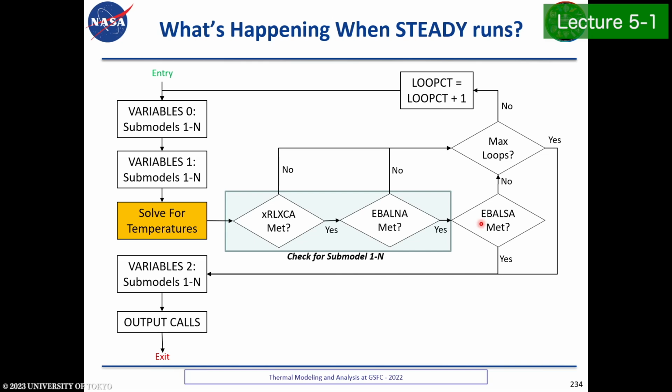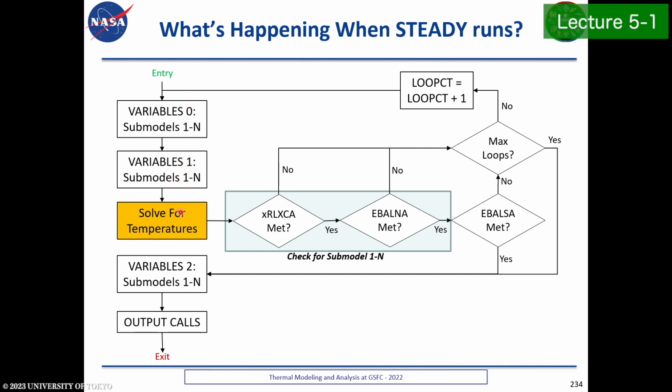If all three of those are met, then you exit out, you've converged, you go to variables 2. If any of these are not met, you didn't meet the diffusion nodes, you didn't meet the energy balance at a nodal level, you didn't meet the system energy balance level, you check to see, have I hit the maximum number of loops? If I have, well, I'm going to exit out. I'll tell you that I exited out and here's the maximum number of loops. If I haven't, I increment the loop count by 1 and go back through all this and do it again.